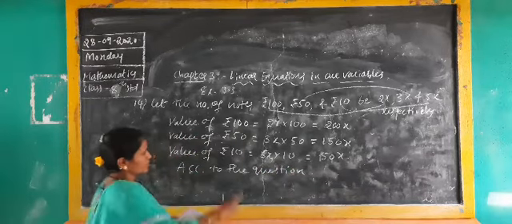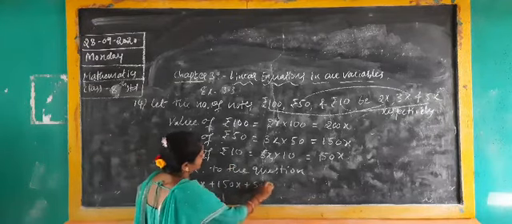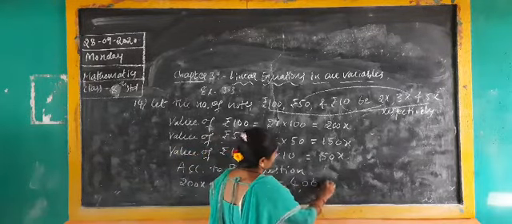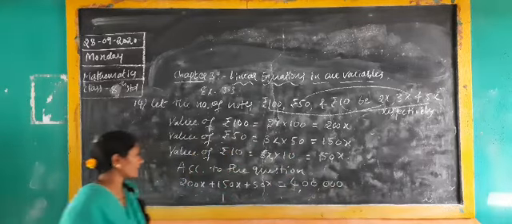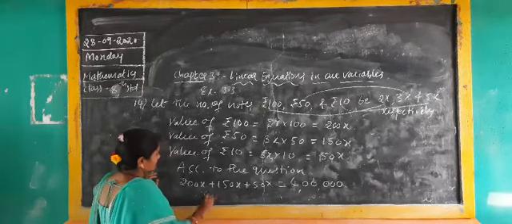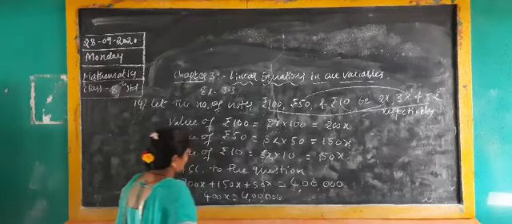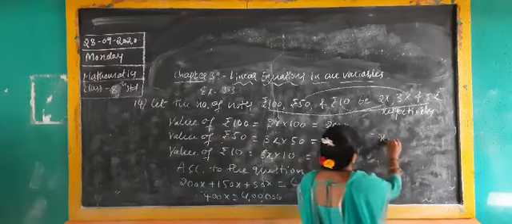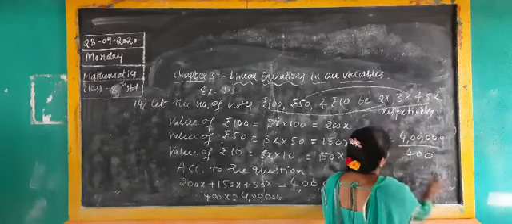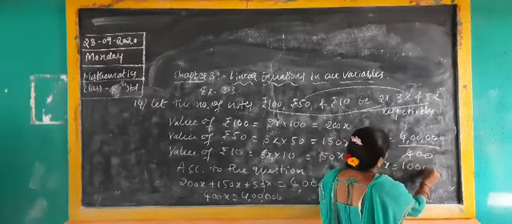Here the sum of the notes, 200x plus 150x plus 50x, is equal to the total given, 4 lakh. Now do the common calculation. 200x plus 150x plus 50x is 400x, which is equal to 4 lakh. So x is equal to 4 lakh divided by 400. The 0s get cancelled, and 4 also gets cancelled. You will get x equal to 1000.